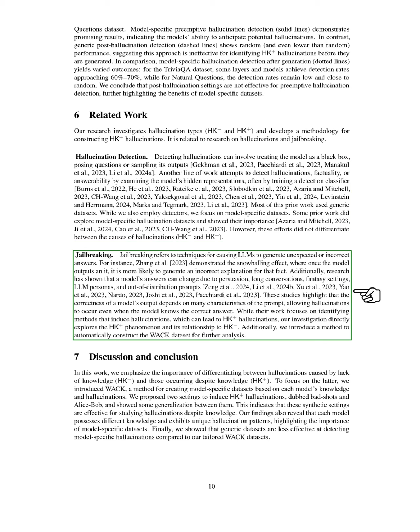We also address jailbreaking, which involves techniques that lead large language models, LLMs, to produce unexpected or incorrect answers. For example, there is a phenomenon where once the model outputs a certain response, it is more likely to give an incorrect explanation for that response. Research has shown that a model's answers can be influenced by factors like persuasion, lengthy conversations, fantasy scenarios, LLM personas, and prompts that are outside its training data. These findings indicate that the accuracy of a model's output is affected by various aspects of the prompt, allowing for hallucinations even when the model knows the right answer.